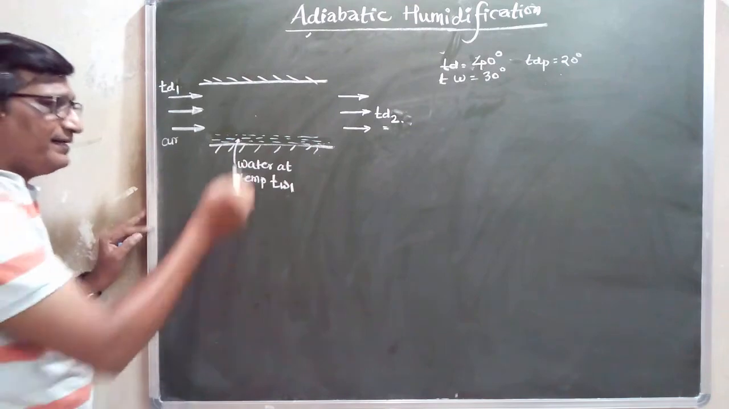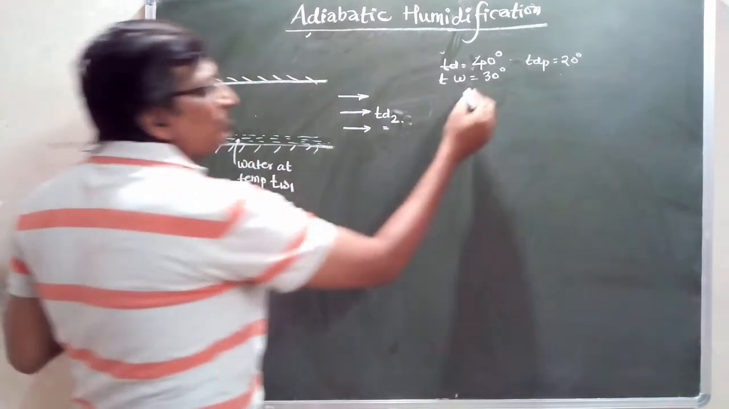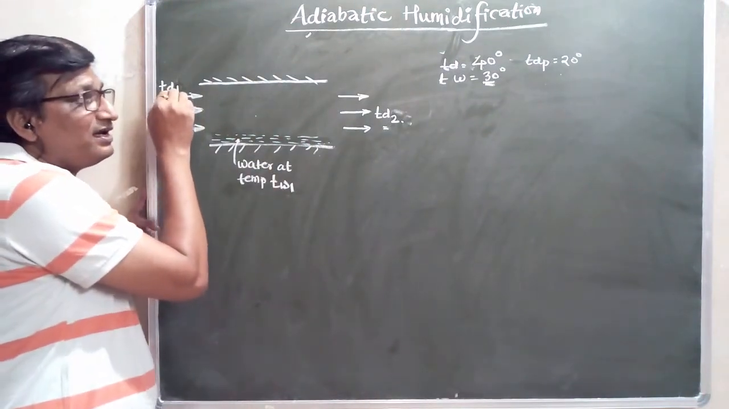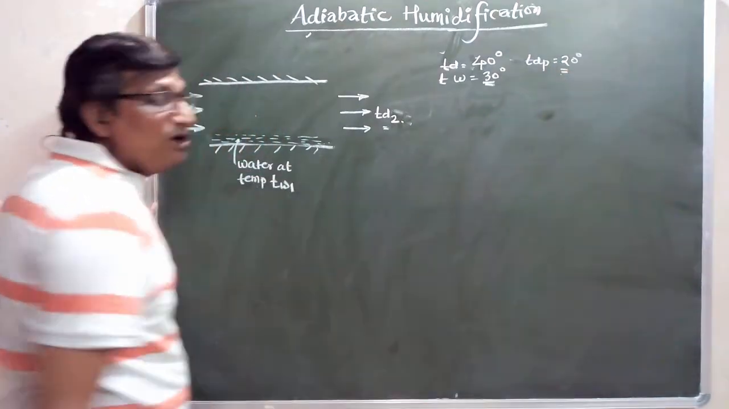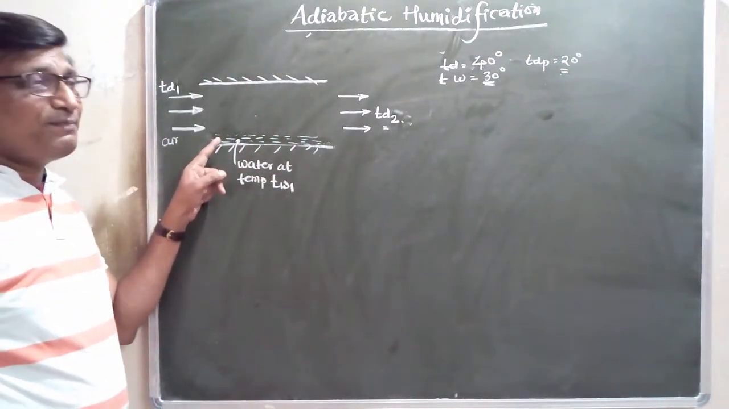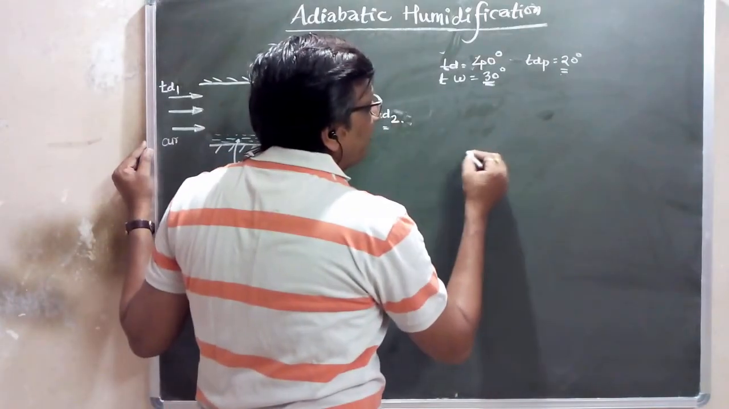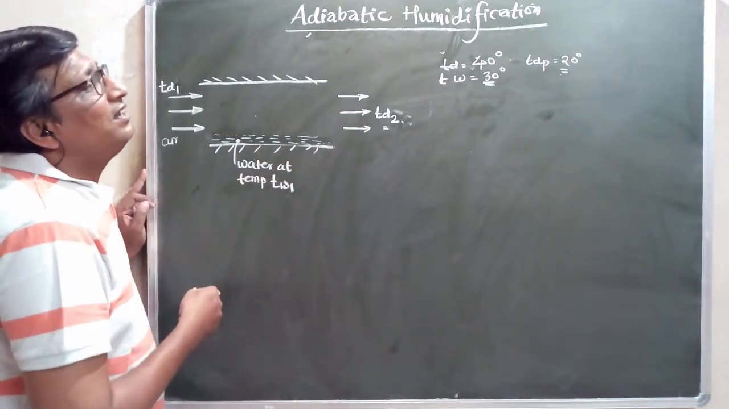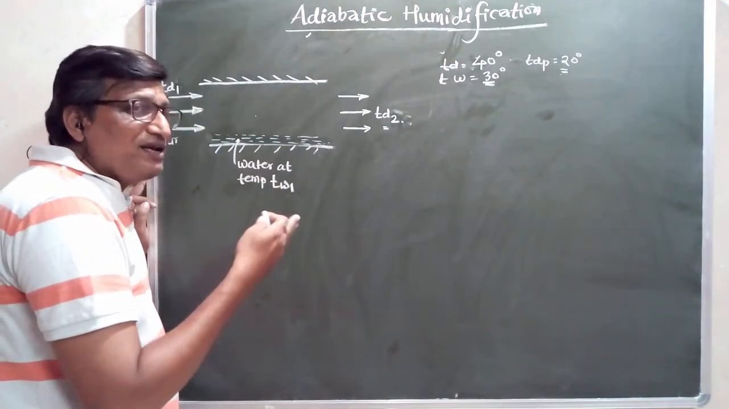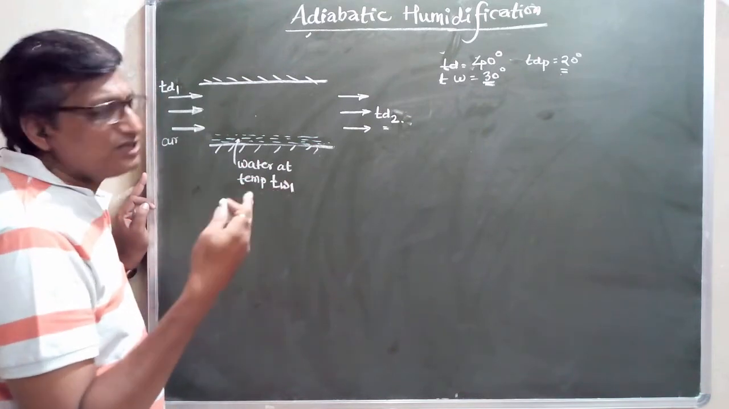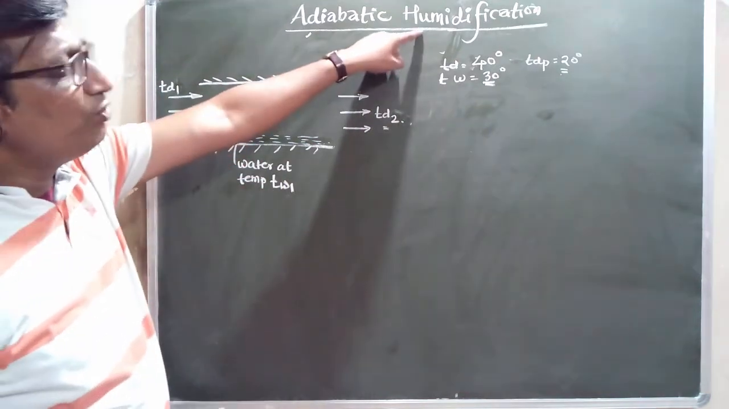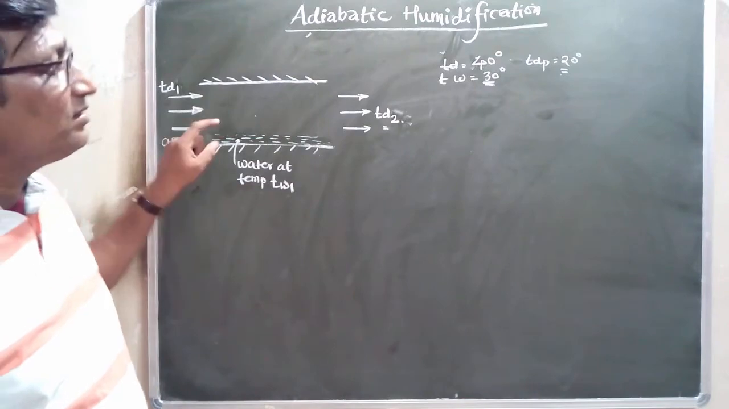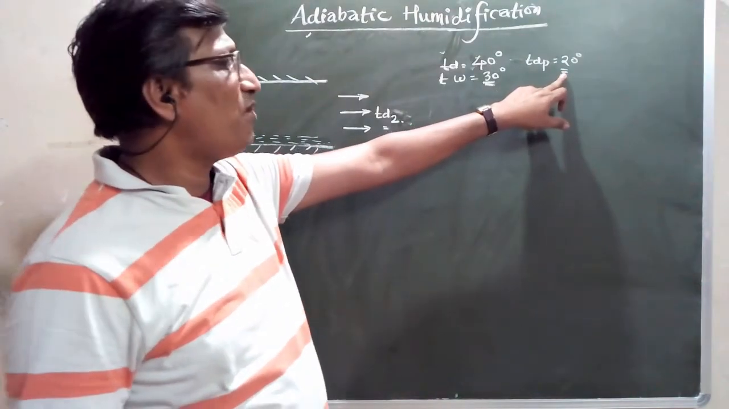Now I have to take the water at a temperature equal to the wet bulb temperature of the incoming air. That is less than the dry bulb temperature of the incoming air and greater than the dew point temperature. Why should the temperature be greater than the dew point temperature? You know that when the temperature of any cooling medium is less than the dew point temperature of the incoming air, the dehumidification process takes place. Here I want the humidification process.